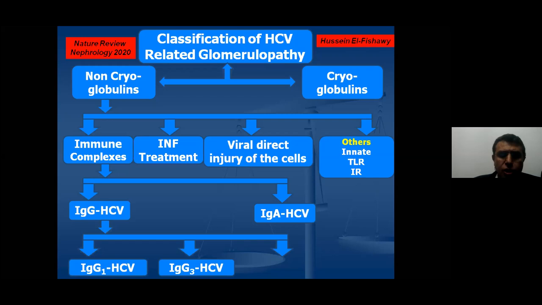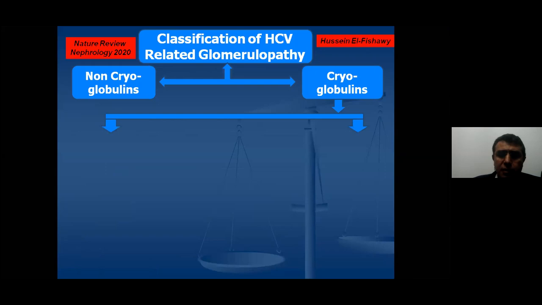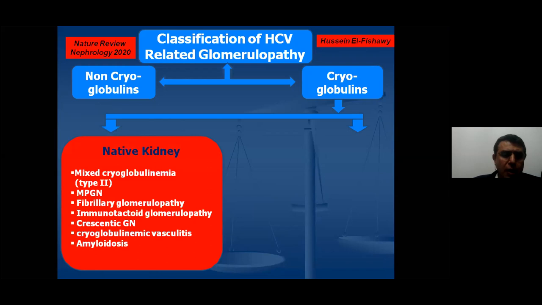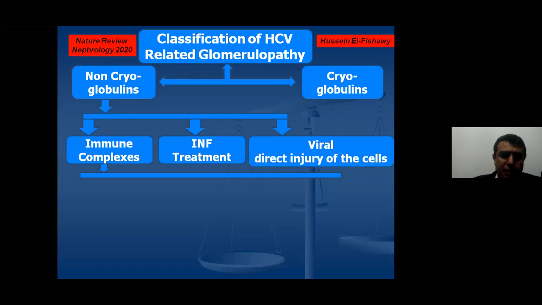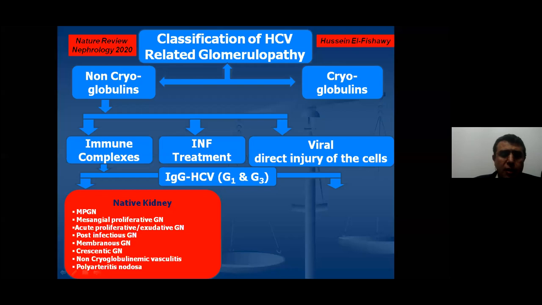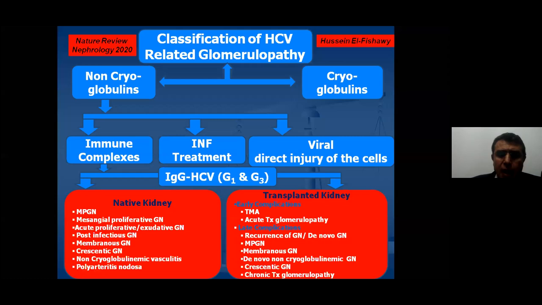When we have cryoglobulins, what about in the kidney? Cryoglobulins, if present in the native kidney, may produce mixed cryoglobulinemia, membrane-proliferative GN, cryovasculitis and others. While in the transplanted kidney, they can produce early complications, such as early TMA and acute transplant glomerulopathies, and late complications, such as late recurrence or de novo membrane-proliferative GN and cryoglobulinemic vasculitis. What about immune complexes? If it is hepatitis C virus IgG immune complexes affecting the native kidney, they produce membrane-proliferative GN and others, and of course, non-cryoglobulinemic vasculitis.